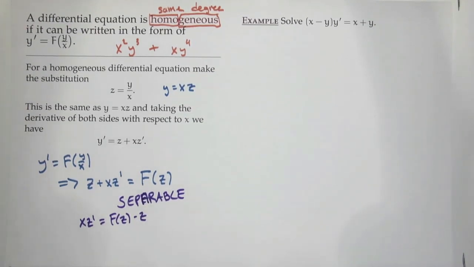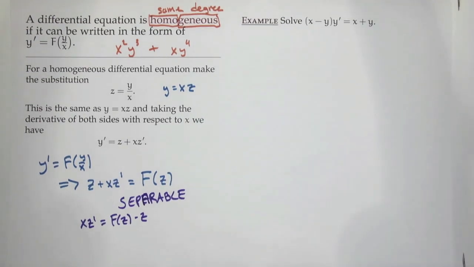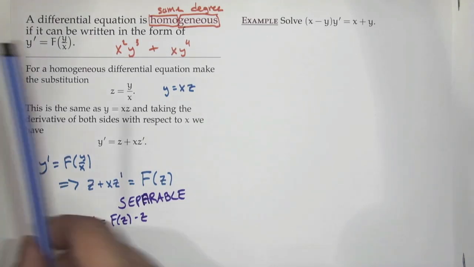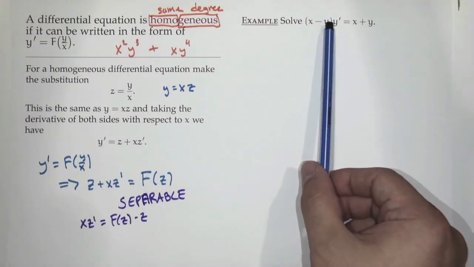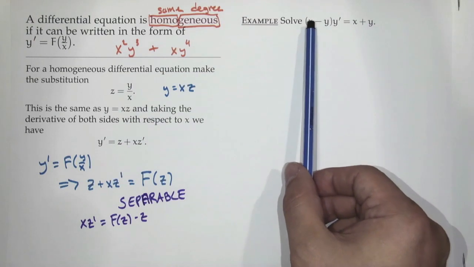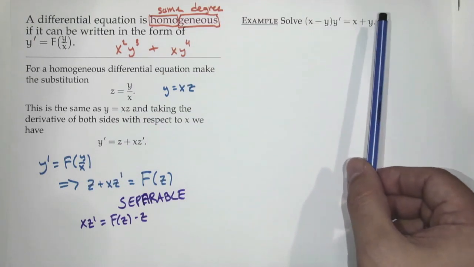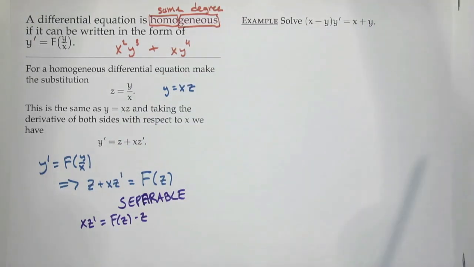All right. Okay, so example. X minus y times y prime equals x plus y. So the claim is this is homogeneous. And the thing is, you look at every single term. Don't worry about the y prime. You have to the first, to the first, to the first, to the first. Everything's to the first power. They all have the same degree. Life is good.